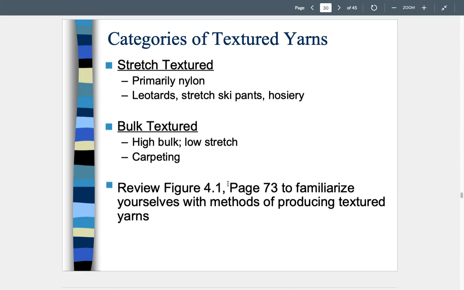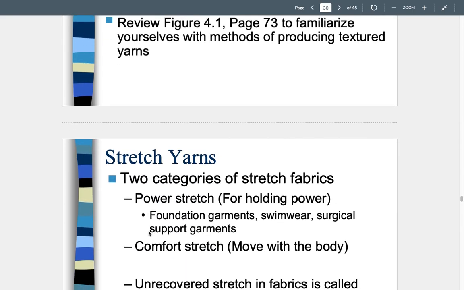I don't believe it's page 73 in the new text. I believe it's 71, but it's in chapter 4, figure 1, so 4.1. And you can look at the different methods for producing textured yarns. But again, one of the main reasons why we apply texture to yarn is for stretch and for bulk. We want it to be thicker or we want it to be stretchier.